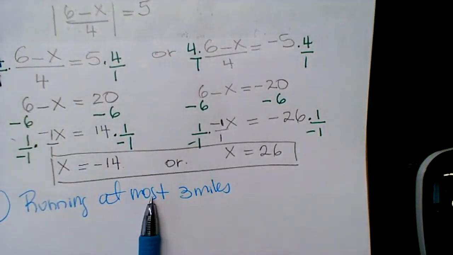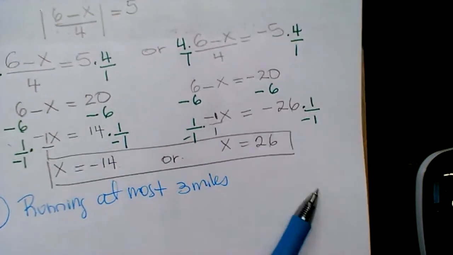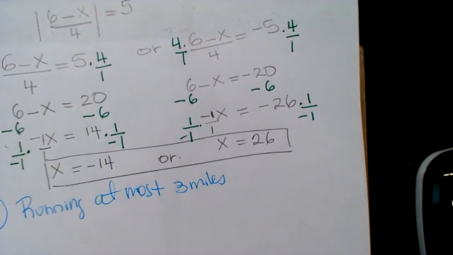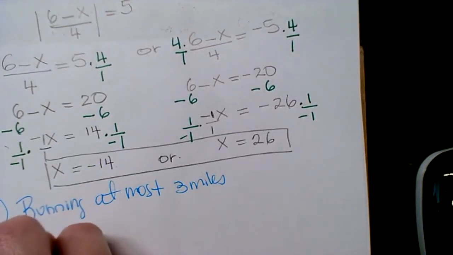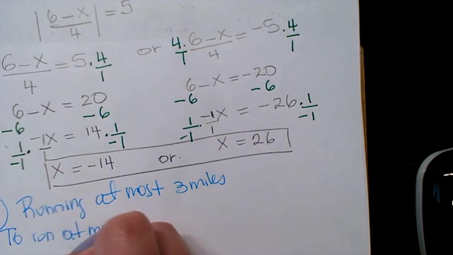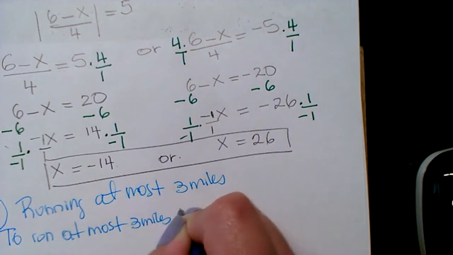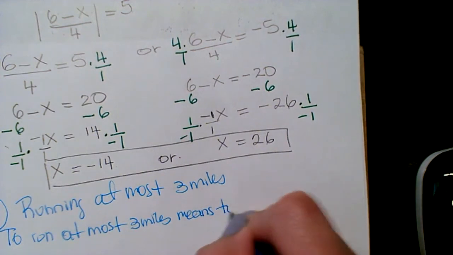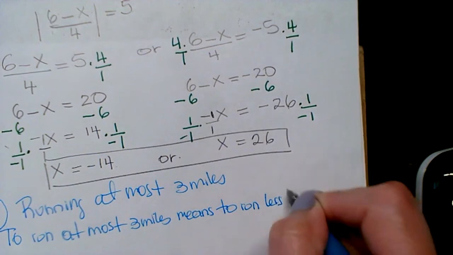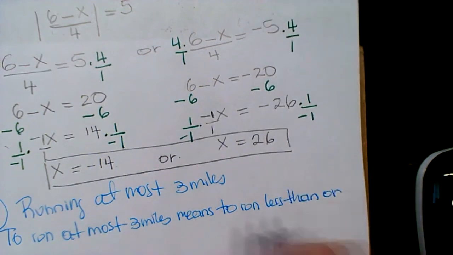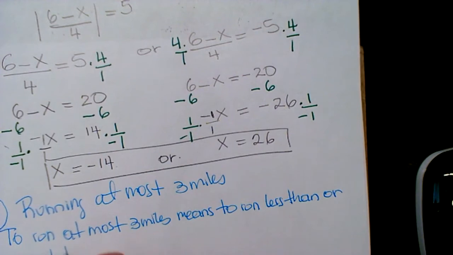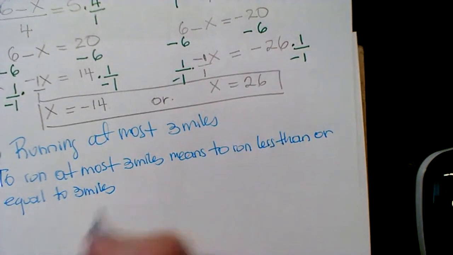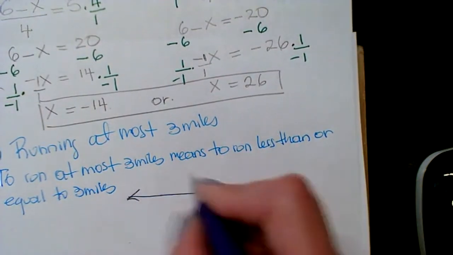Now we have running at most 3 miles. So to run at most 3 miles means to run less than or equal to 3 miles. To run less than or equal to 3 miles. And let's do number 9.